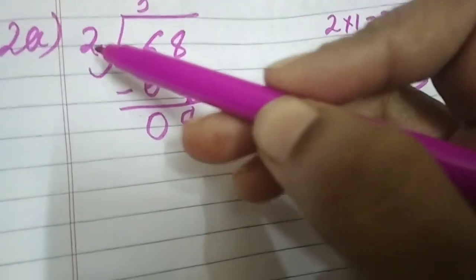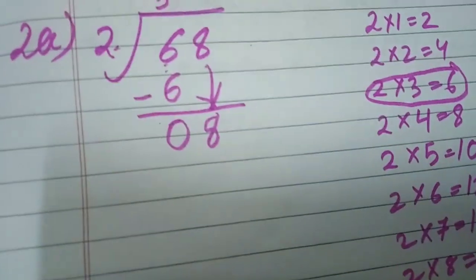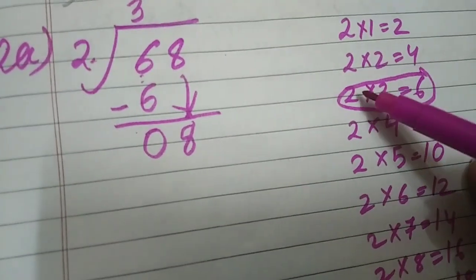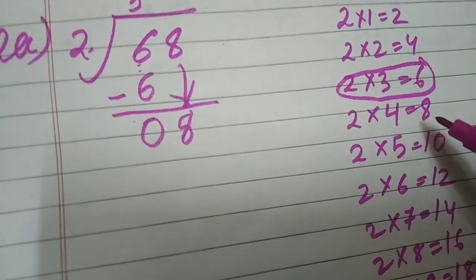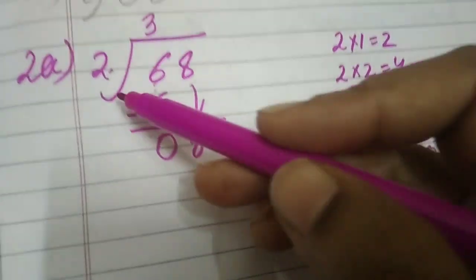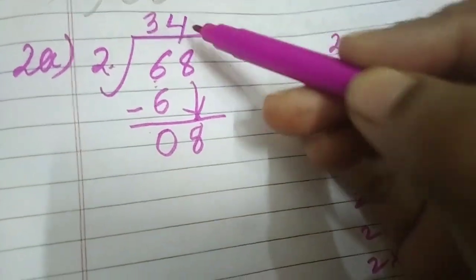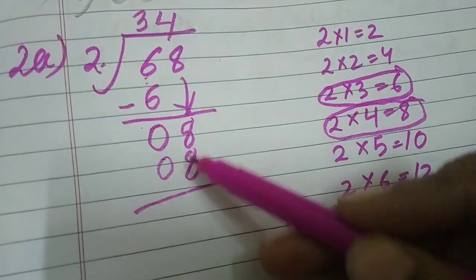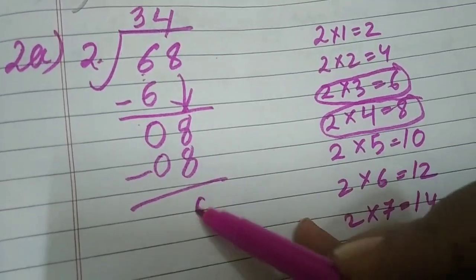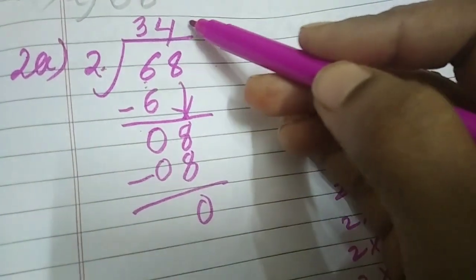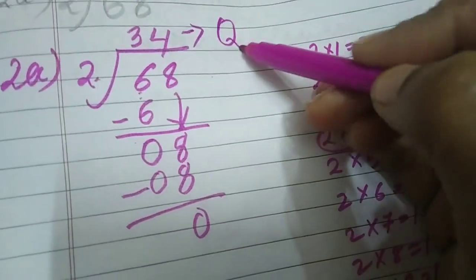Now the next step is what? You have to see whether 8 is there in the 2 table or not. 2 1s are 2, 2 2s are 4, 2 3s are 6, 2 4s are 8. Yes, it is there. So 2 4s are 8. So 8 minus 8, again you will get 0. So the answer is what? 34. 34 is the quotient.